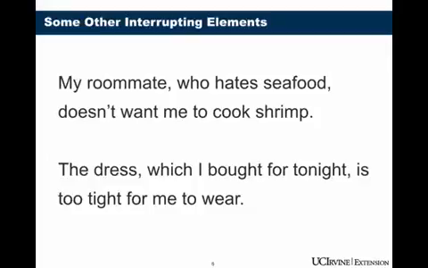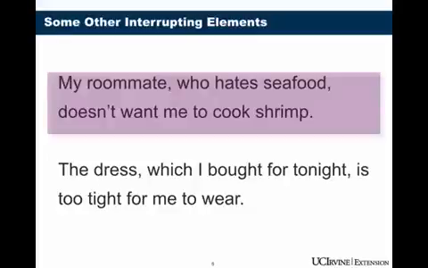Here are some other interrupting elements. These are adjective clauses. Look at the first sentence. My roommate, who hates seafood, doesn't want me to cook shrimp. Who hates seafood is extra information in this sentence, and it's interrupting the main sentence. I could take this out, but I want to use it for extra information. When I do that, I have to put commas around it. So there's a comma in front and a comma after the interrupting element.